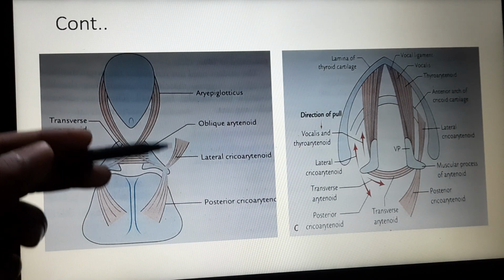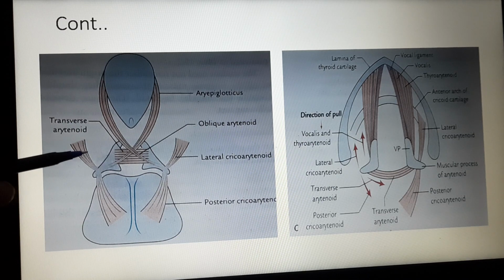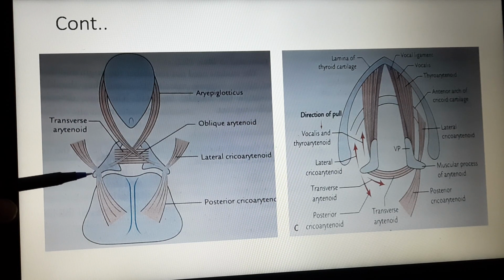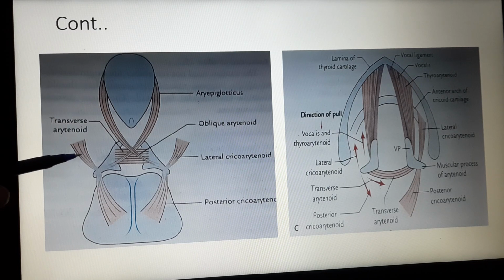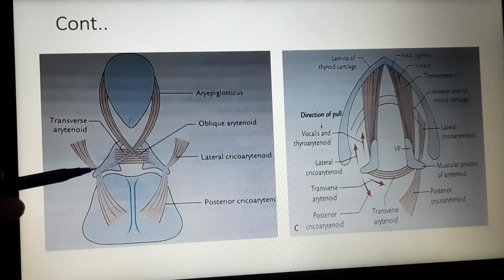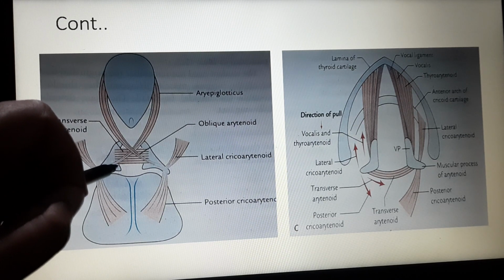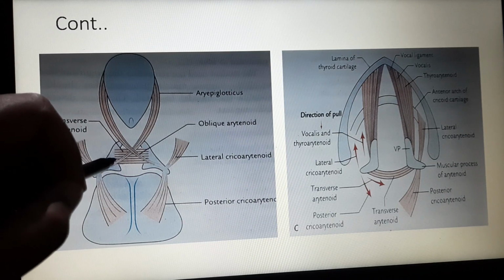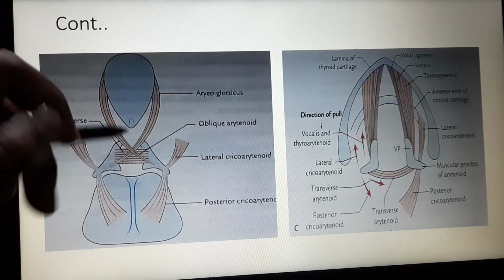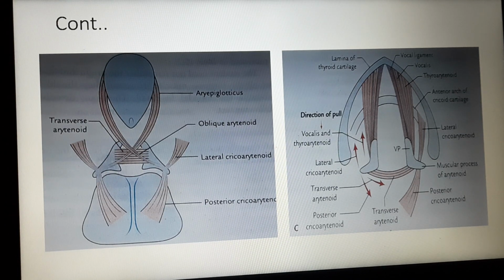This is the lateral cricoarytenoid muscle. It arises from the upper border of cricoid cartilage. Here the upper border is not shown, but you can imagine lateral cricoarytenoid arises from the upper border of cricoid cartilage, runs backwards and attaches to the anterior surface of the muscular process. So when lateral cricoarytenoid contracts, then what happens? The vocal processes, which face anteriorly, now move towards each other. So the vocal ligaments attached to the vocal processes also move towards each other. This movement is called adduction of the vocal cord.